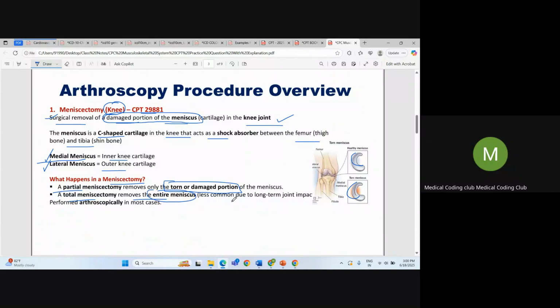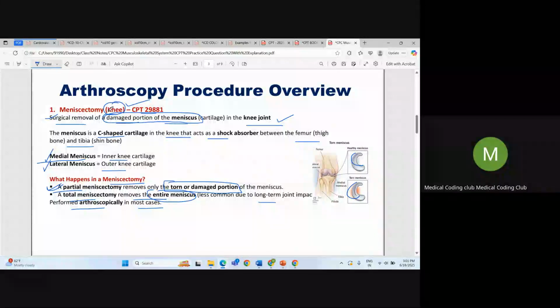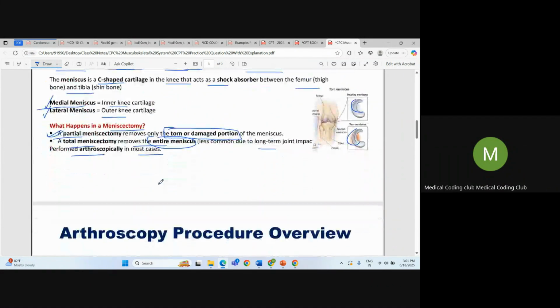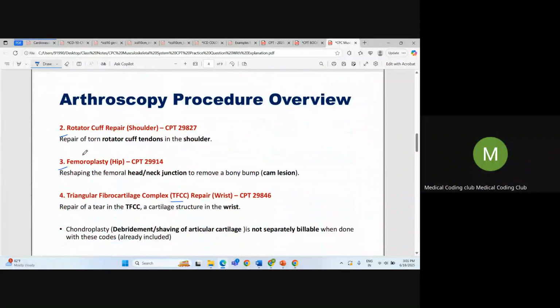Okay, and it is less common due to long-term joint implantation, performed arthroscopically in most of the cases. So usually in the CPC exam, you will be getting questions regarding partial. Partial, as I said, means they are going to remove only a torn or damaged portion of the meniscus. Typically, as I said, it is performed on the knee. So next we will see other procedures as well.